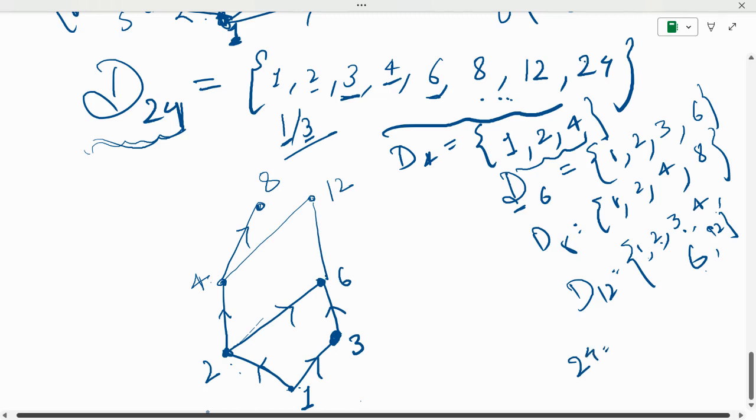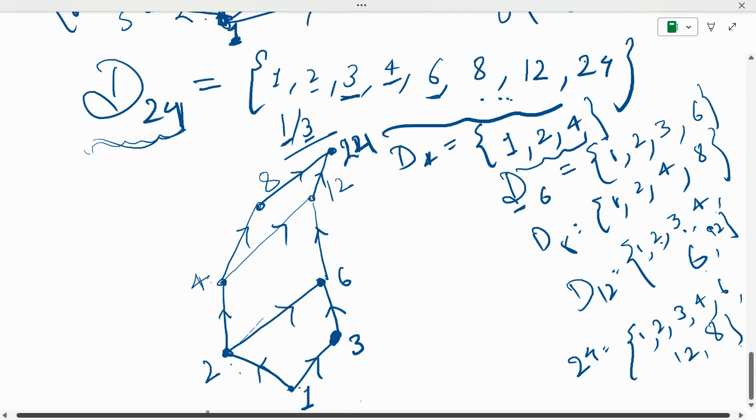So for 24, what will be the divisors? 1, 2, 3, 4, 6, 12, and of course 8 is also, right? So yes, this will be constructed like this. So here is our 24. So this is the diagram. We can construct a cleaner diagram, of course. So this is the way we construct the Hasse diagram for D24.